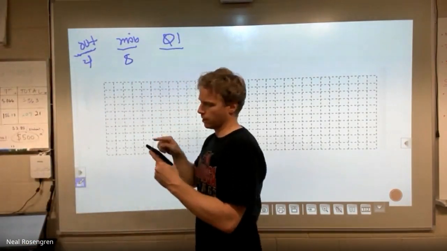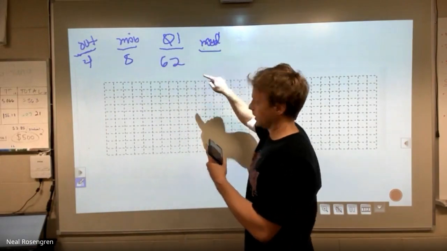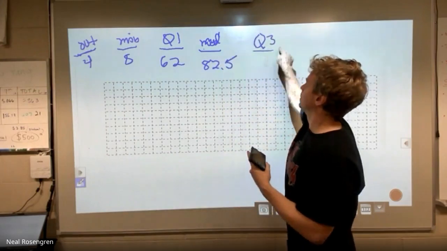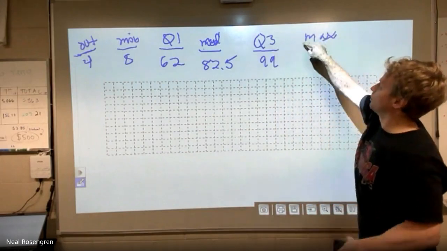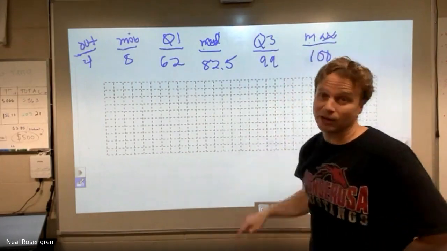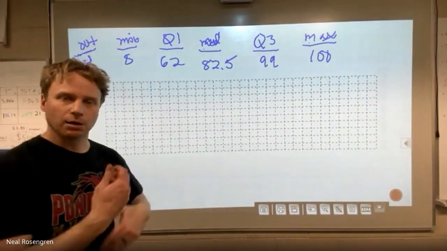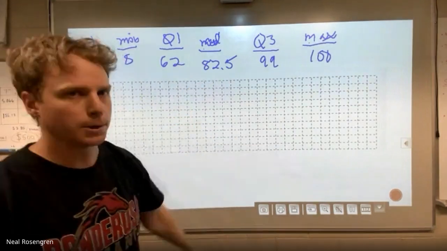Q1, what did we figure out? 62. Median, yikes, 82.5. Q3, 99. And our maximum of 100. Now, we've got to fit all of those numbers. I'm gonna probably have a pretty big scale from spot to spot because we have to fit all the way from 4 up to 100.